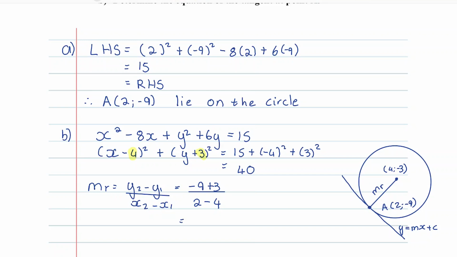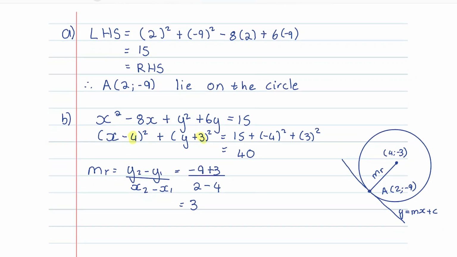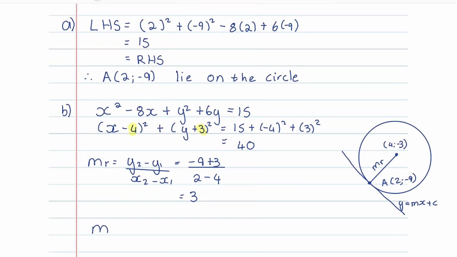And again, let's put that in our calculator. Let's not make any silly mistakes. It's -9 plus 3 over 2 minus 4, which gives me a gradient of 3. So that's the gradient of my radius. Therefore, the gradient of my tangent is equal to negative 1 over 3, the negative reciprocal. We swap the 2 and we add a minus.